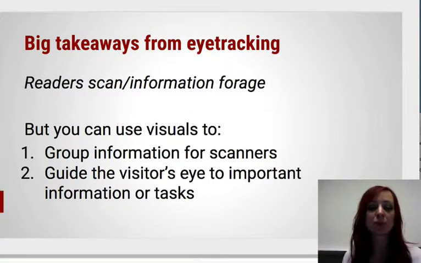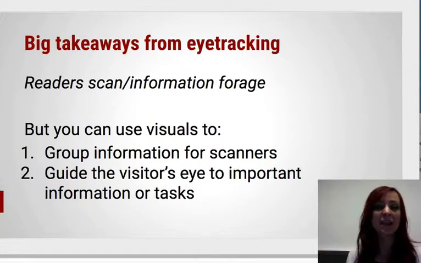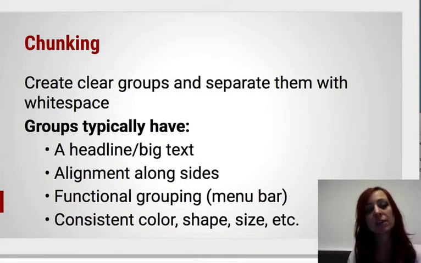So if you have important information or tasks, you can control whether or not people look at that. It's not just a crapshoot. Based on how you design the page, you can control what people look at. So let's look at that first one. This idea is the idea of chunking, creating clear groups and separating them with white space. This is similar to the idea of functional grouping. Functional grouping is when you group buttons or tasks, elements, action items that go together.